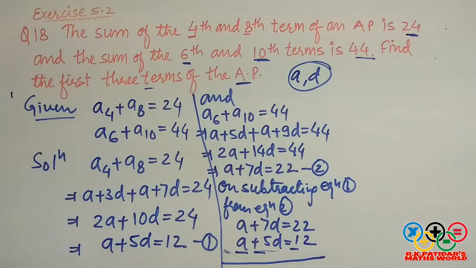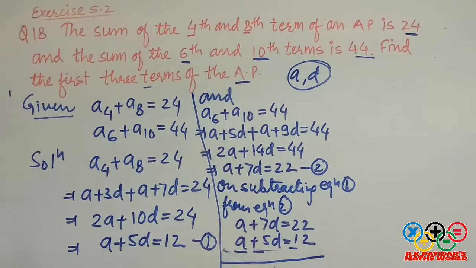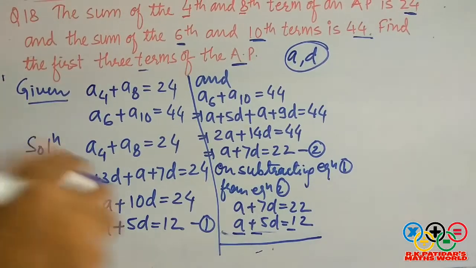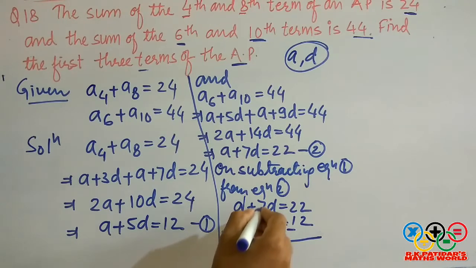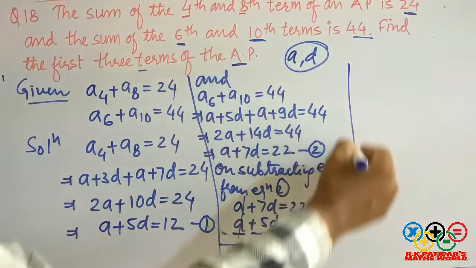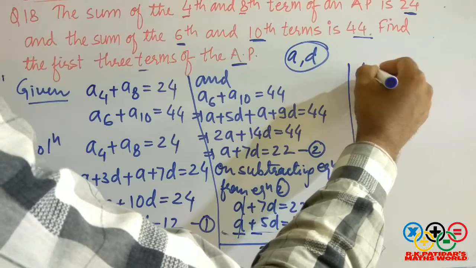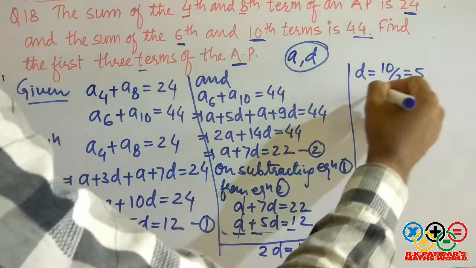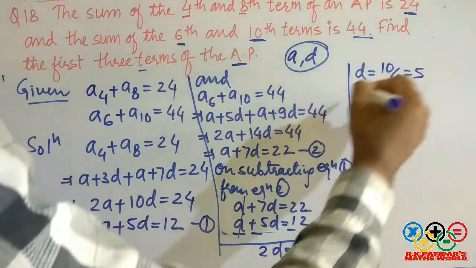Ok, so what we get, here A and A cancel. 7 minus 5 is what? 2D is equal to 10. So in this way we get D is equal to 10 by 2, that is 5. So the value of D is equal to 5.